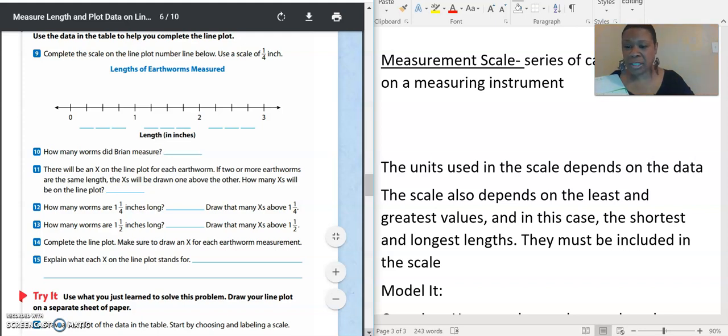Okay. Complete the line plot. Make sure to draw an X for each earthworm measurement. Explain what each X on the line plot stands for. Remember to go back to your key. Go ahead and complete it. Your X's should be drawn going all the way to the top, or however many you need to plug in. And then be sure to explain that.